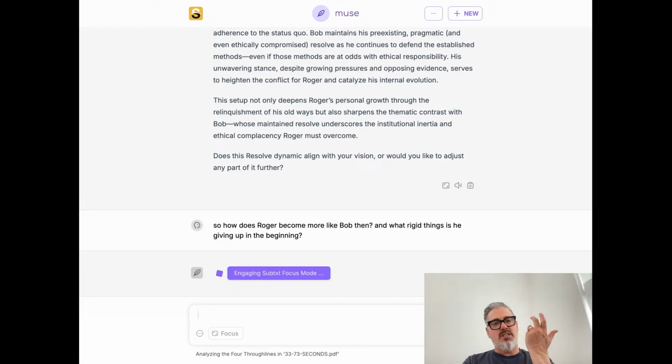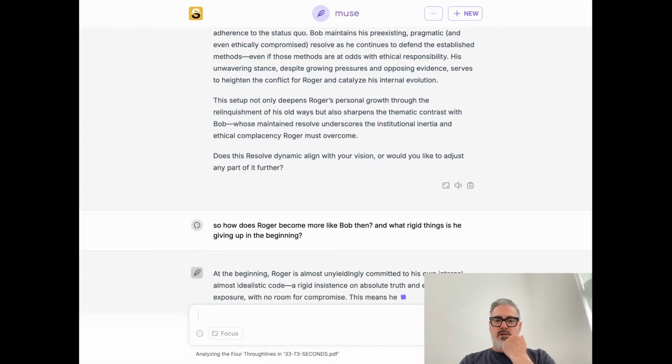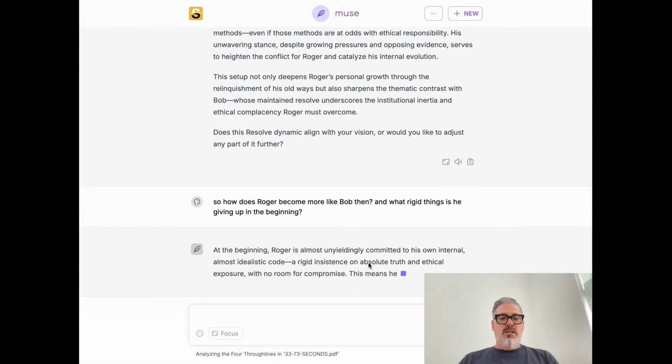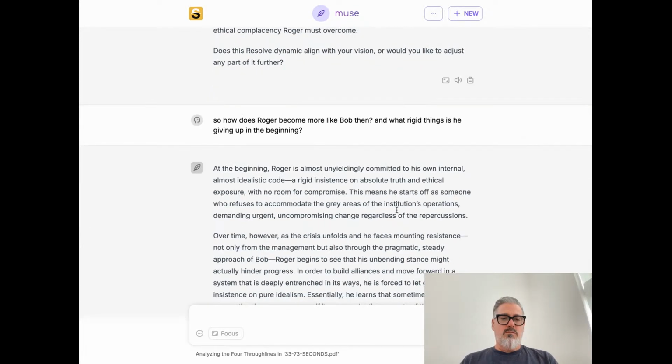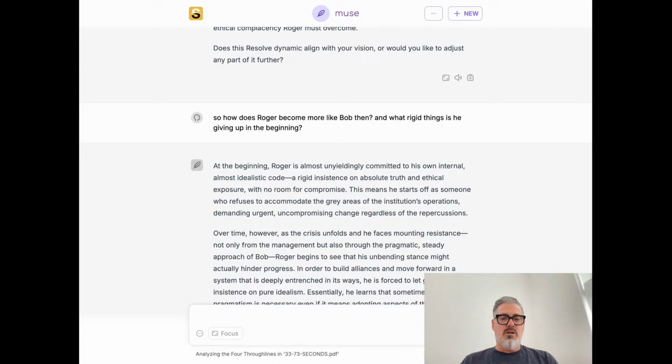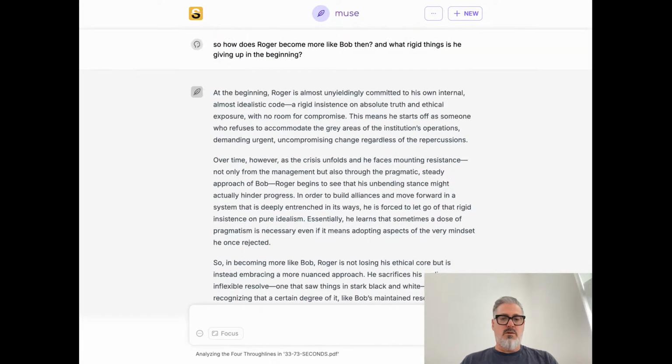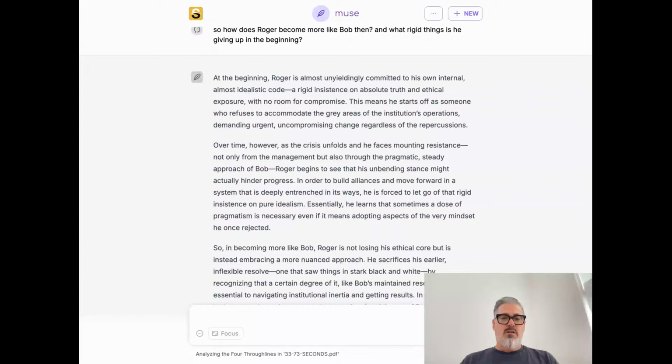If I was the author, I would know the answer to this question. I'm just doing an analysis. Unyieldingly committed to his own internal, almost idealistic code. Oh, so does he become more pragmatic? This means he starts out refusing to accommodate gray areas. Over time, however, as the crisis unfolds, Roger begins to see that his unbending stance might actually hinder progress. In order to build alliances and move forward in a system deeply entrenched, he's supposed to let go. Oh, okay. Sometimes a dose of pragmatism is necessary, even if it means adopting aspects of the very mindset.